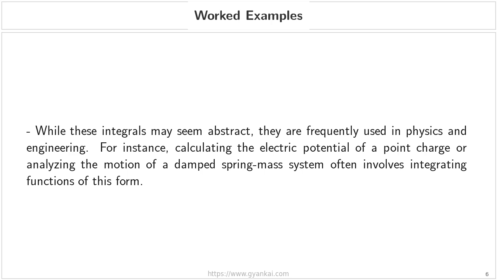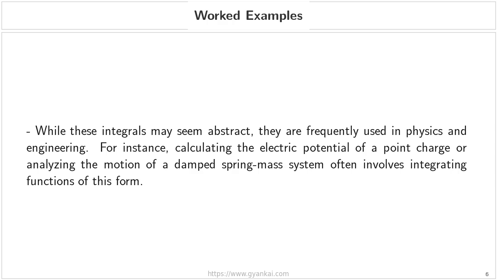Now, you'll learn the details of that in your physics classes, but essentially, determining the electric potential often requires integrating a function where the denominator is a quadratic, and completing the square is a key step in setting up that integral. The second example is analyzing the motion of a damped spring mass system. Again, you'll get the physics behind this later, but the mathematical model describing the motion often involves integrals of this same type. So, understanding this integration technique isn't just about ticking a box on a math test. It's about equipping yourself with a tool that's genuinely useful for solving problems in other disciplines.